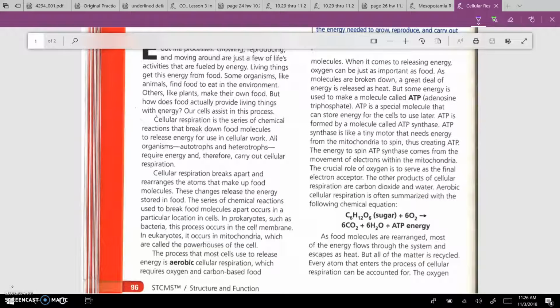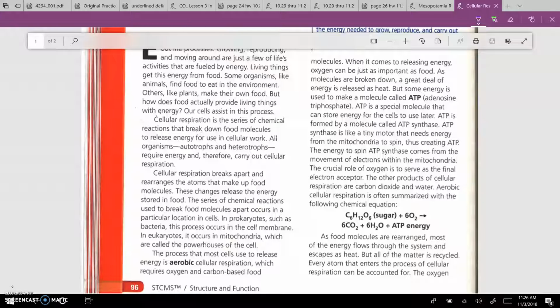ATP is a special molecule that can store energy for the cells to use later. ATP is formed by a molecule called ATP synthase. ATP synthase is like a tiny motor that needs energy from the mitochondria to spin, thus creating ATP. The energy to spin ATP synthase comes from the movement of electrons within the mitochondria. The crucial role of oxygen is to serve as the final electron acceptor. The other products of cellular respiration are carbon dioxide and water.